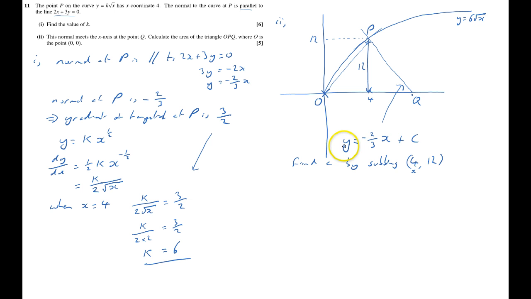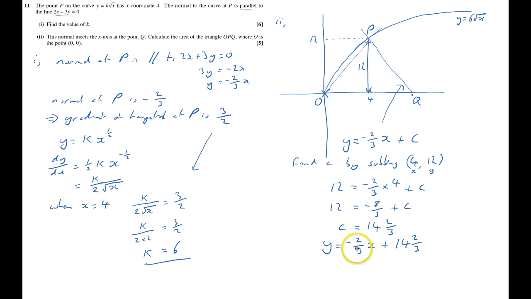As you know by now, I struggle to remember which way to put these around. So x, y, so y is 12, so 12 equals minus 2/3 times x, which is 4, plus c. So 12 equals minus 8/3 plus c, so c will equal 12 plus 2 2/3, that would be 14 2/3. So the equation of the line therefore is y equals minus 2/3 x plus 14 2/3. That was the equation of the line I've just worked out.